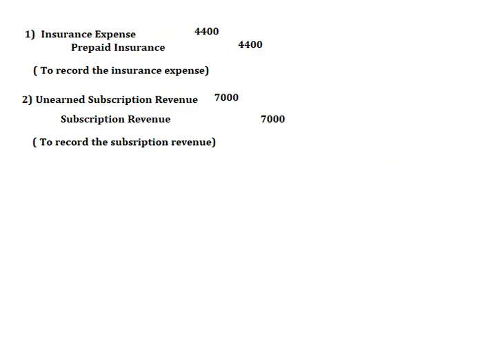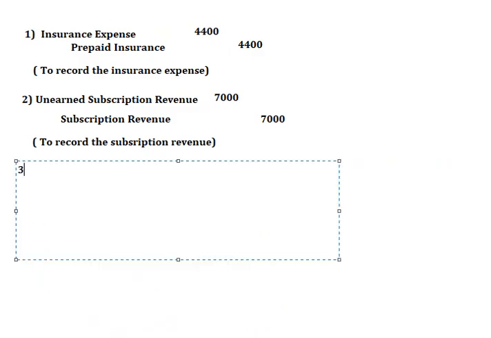And now we need to put interest expense, and then we have interest payable. So we put about 1,200 in here and here.